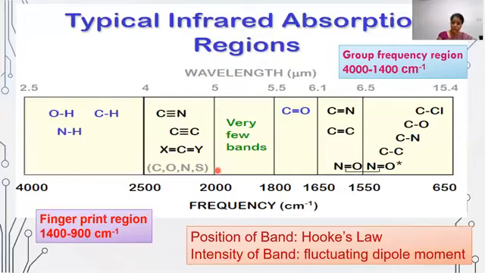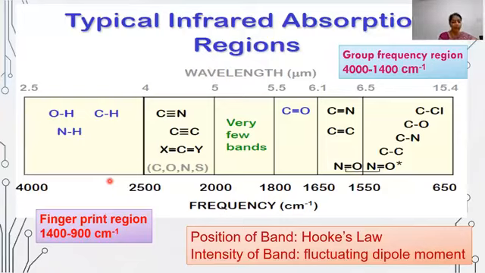From 4000 to near about 400 centimeter inverse, the region is known as the group frequency region, since most of the functional groups show absorption in this region. And 1400 to 900 or 650 centimeter inverse is known as the fingerprint region. Why is it known as fingerprint? Because it is characteristic of the compound. The position of the band between 4000 to 400 centimeter inverse, where the compound shows absorption, depends on the reduced mass and the value of force constant, which can be calculated by Hooke's law.